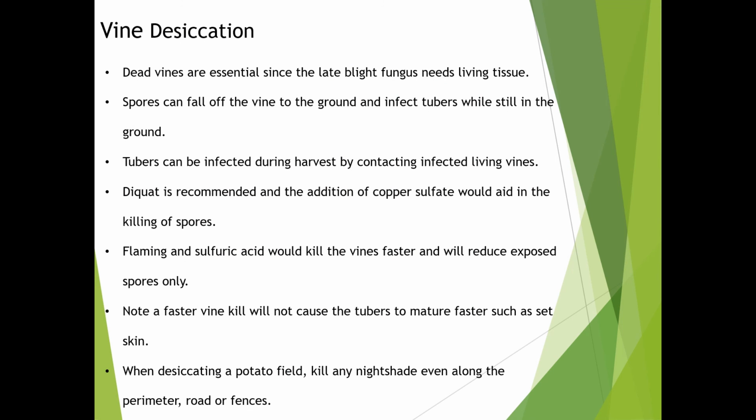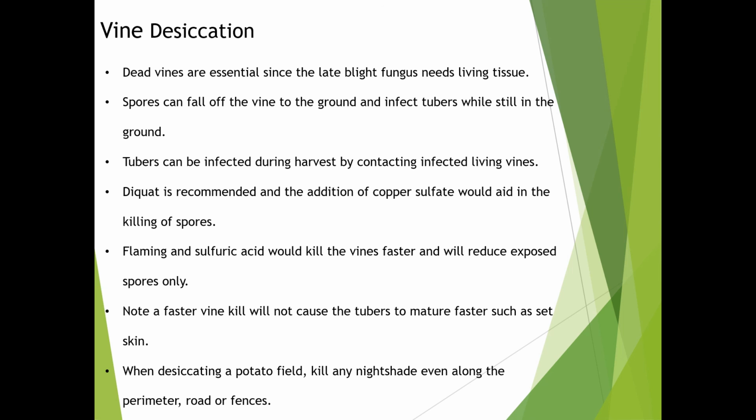Vine desiccation. Dead vines are essential since the late blight fungus needs living tissue. Spores can fall off the vine to the ground and infect tubers while still in the ground. Tubers can be infected during harvest by contacting infected living vines. Diquat is recommended and the addition of copper sulfate will aid in killing spores.